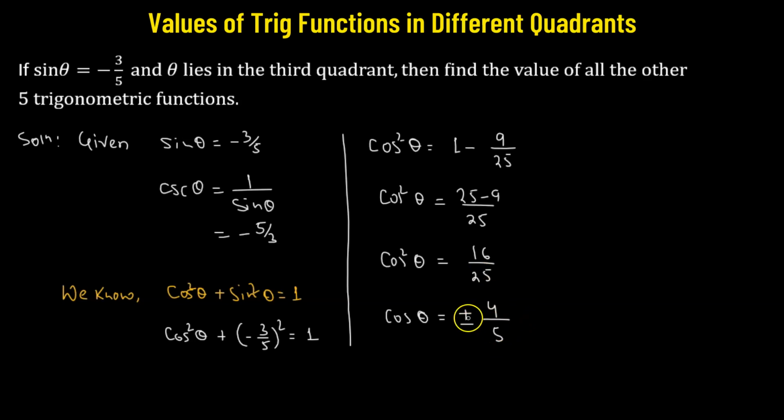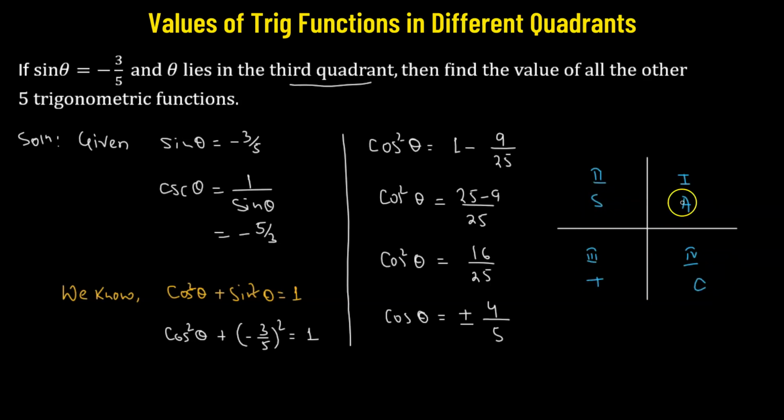Now here we see that there are two values of cosine theta, a positive 4 over 5 and a negative 4 over 5. But we'll have to consider only one value of cosine theta here, since it's clearly mentioned that theta lies in the third quadrant. So let's try to understand what it means. A Cartesian plane is divided into 4 quadrants. When we go from right to left in the anti-clockwise fashion, we have first quadrant, second quadrant, third quadrant and fourth quadrant.